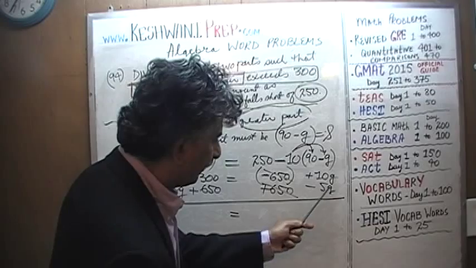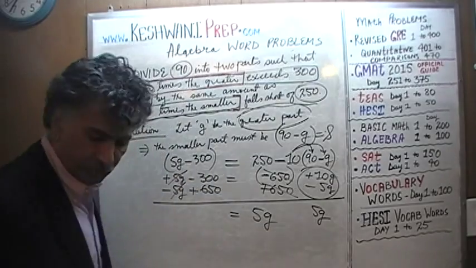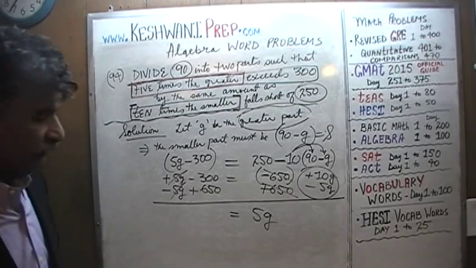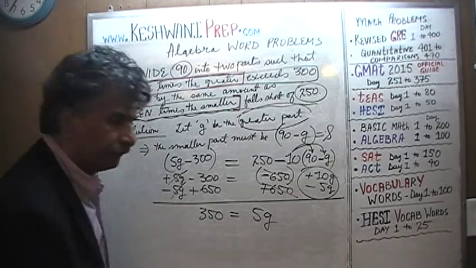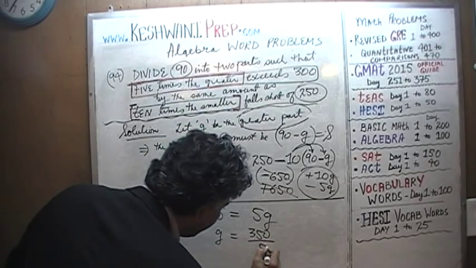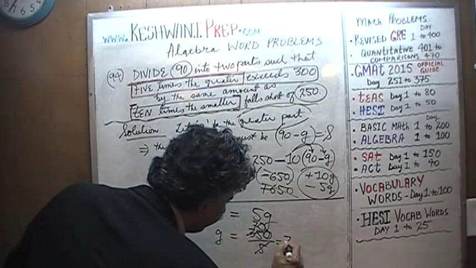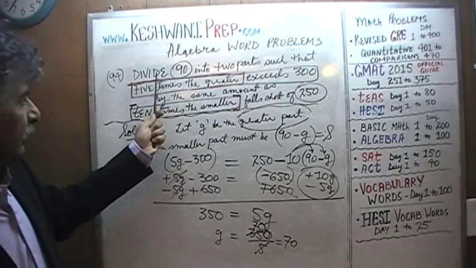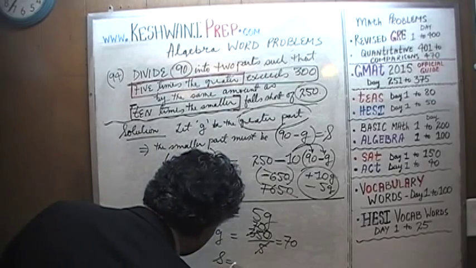Positive 10g and negative 5g is going to give us 5g, which I'm going to put here, closer to the equal sign, instead of putting it way over there. And here, negative 300 and positive 650 is going to give us positive 350, which means g is simply 350 divided by 5. 35 has 7 fives, and then we have the 0 here, so it's 70. The greater number is 70. If the greater number is 70, because they add up to 90, we were dividing 90 into two parts, that implies the smaller number must be 20.